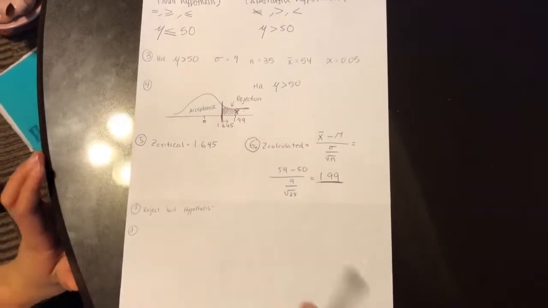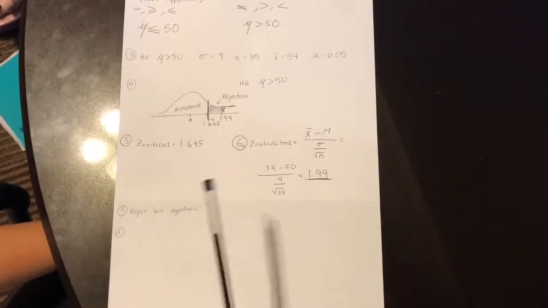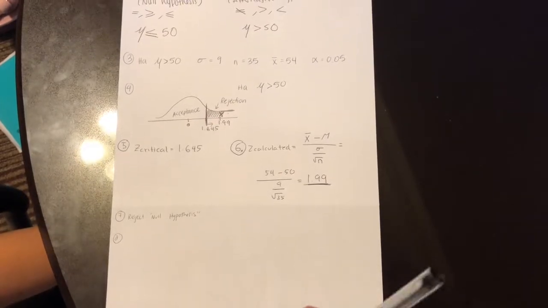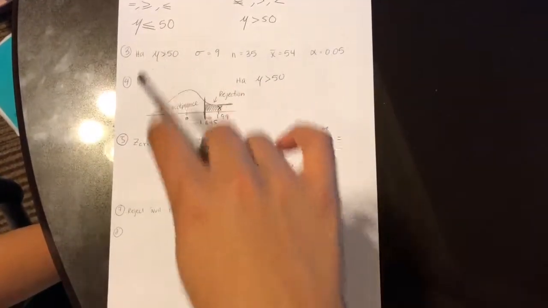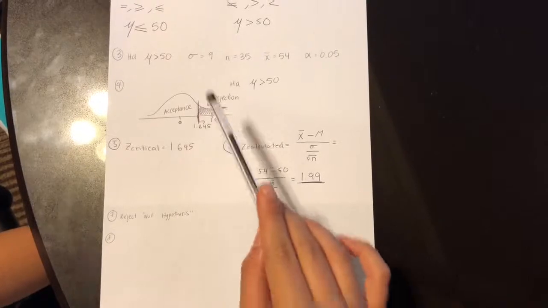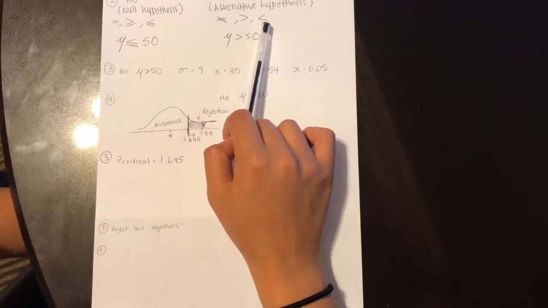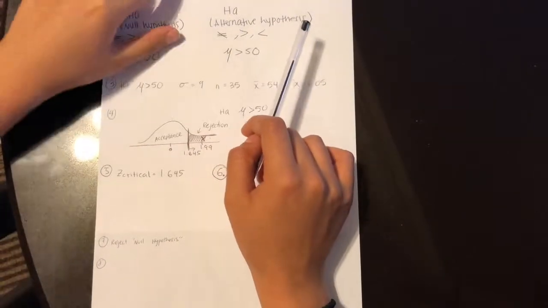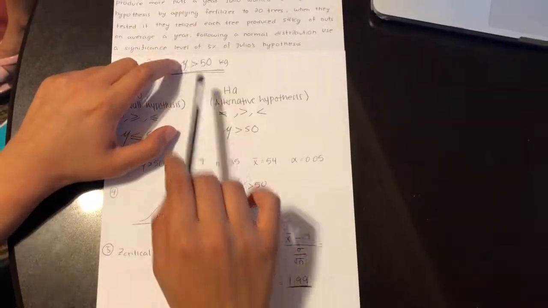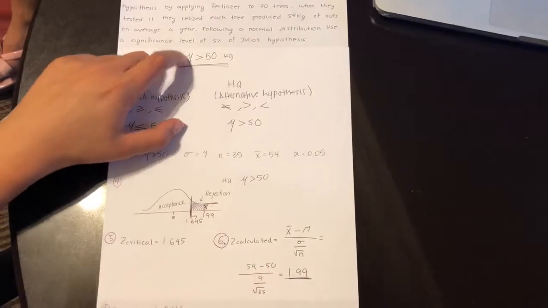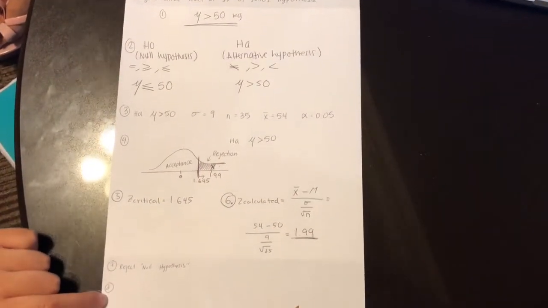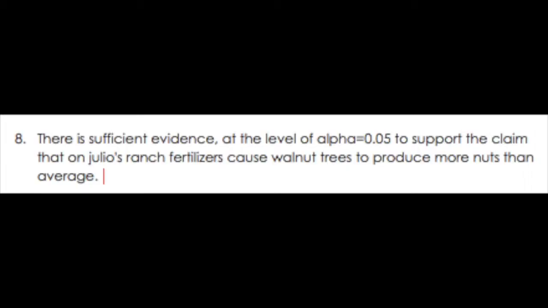And finally, for step number 8, since every time you reject something, it means you are accepting the other one. So in this problem, since we are rejecting the null hypothesis, that means we are accepting the alternative hypothesis, which is Julio's claim and our claim. See, it's the same. So we're going to write our conclusion in words. There is sufficient evidence at the level of alpha being 5% to support the claim that on Julio's ranch, fertilizers cause walnut trees to produce more nuts than average.